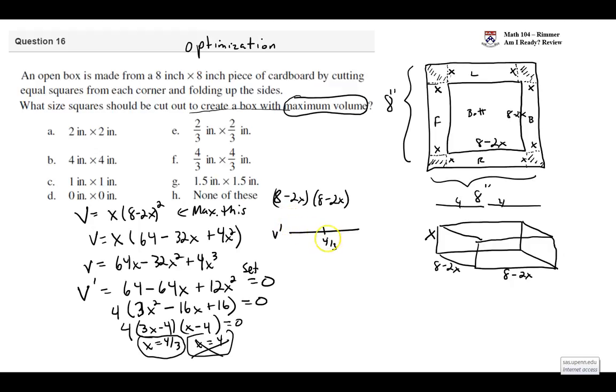So what happens on the left-hand side of this, your derivative would be, if I plug something like a 0 in, your derivative would be positive.